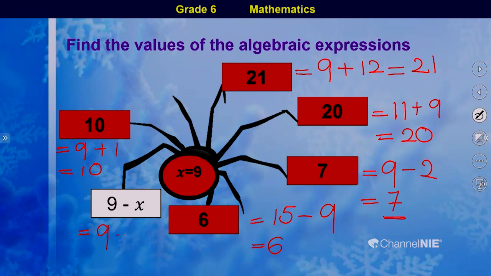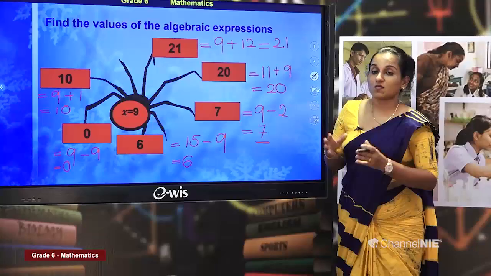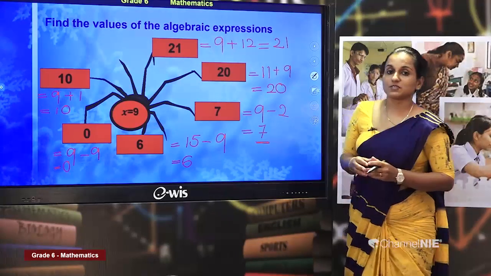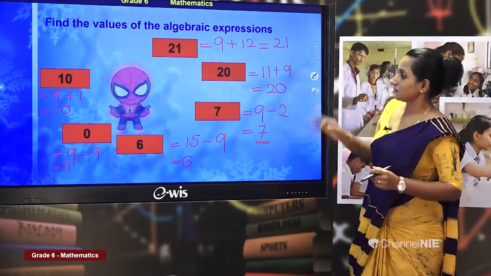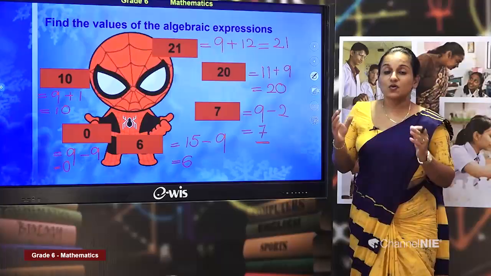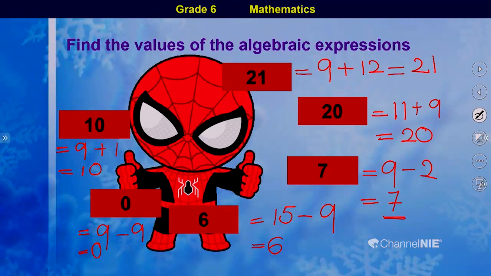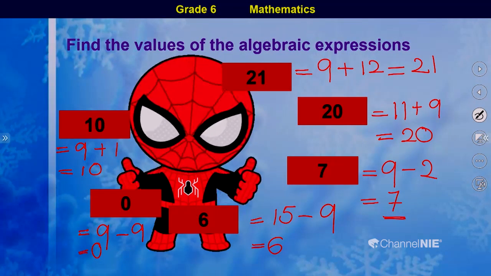9 minus, instead of x, I can use 9 because we know x equals 9. What is 9 minus 9? It is 0. Okay, well done. We got all the answers. Now let's see what will happen to this algebra spider. Wow, you have made a superhero from this algebra spider.